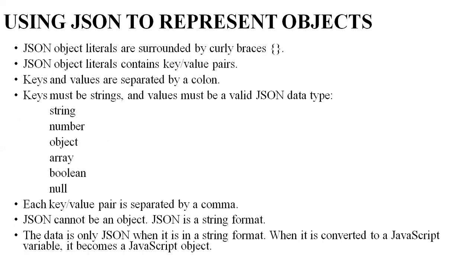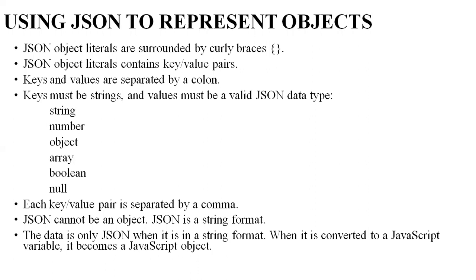In JSON, to represent an object, it is literally surrounded by curly braces. A JSON object is literals containing key-value pairs. Keys and values are separated by a colon. Keys must be strings, and values must be a valid JSON type. These can be a string, number, object, array, boolean, or null. Each key-value pair is separated by a comma.